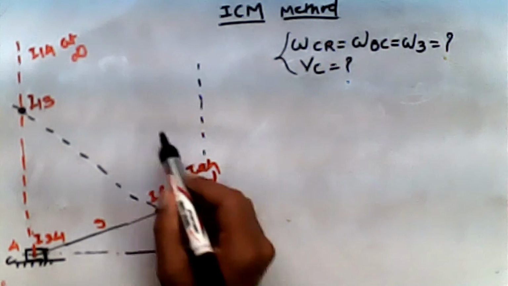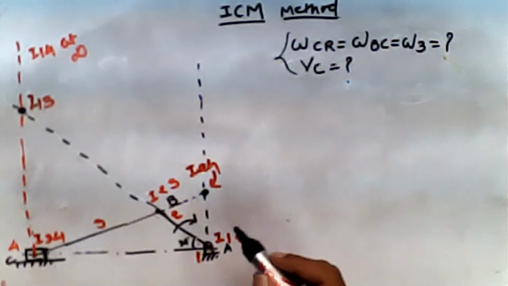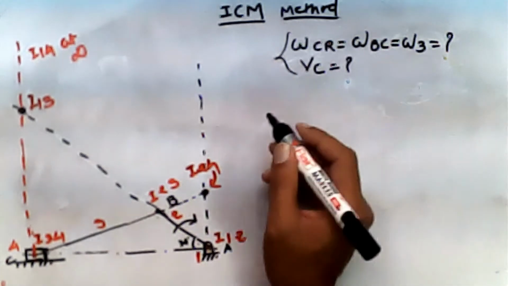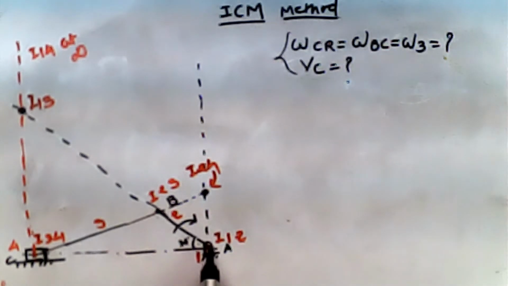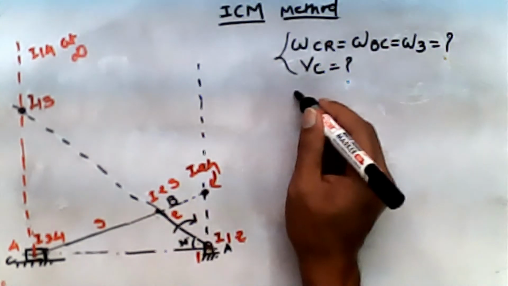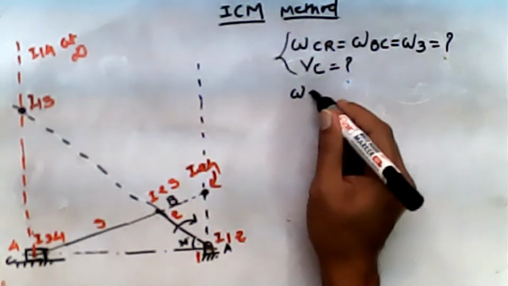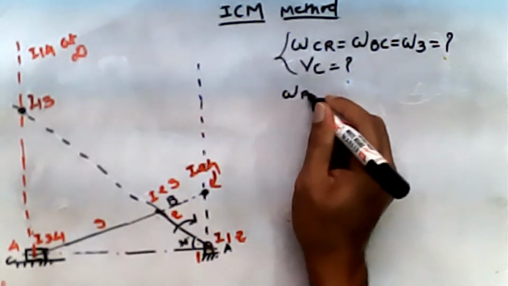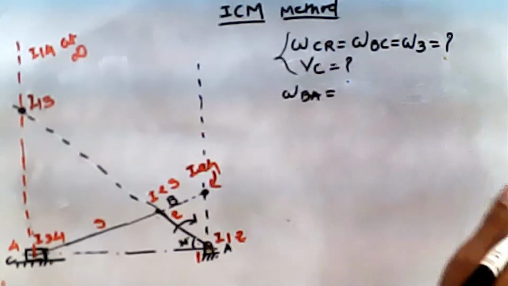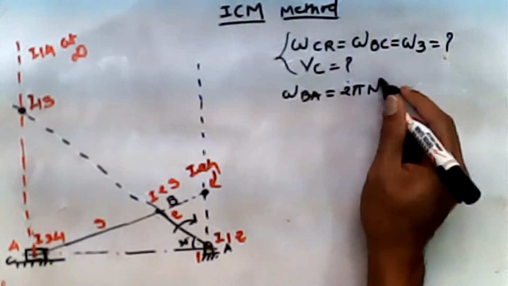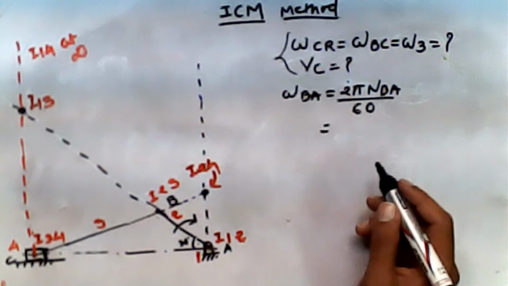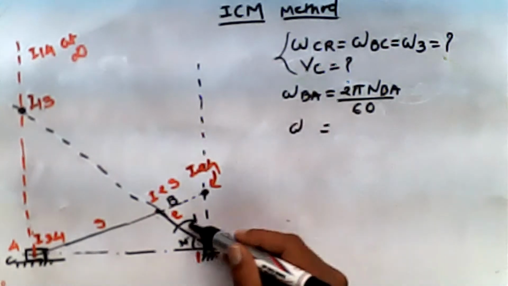So now after locating all the instantaneous centers, let's try to calculate these unknowns. First of all, I'll start by determining the velocity of link number 2. We know the angular velocity of link number 2, omega BA, will be 2 pi RPM of that link divided by 60, correct? RPM is given to us. This is link number 2.